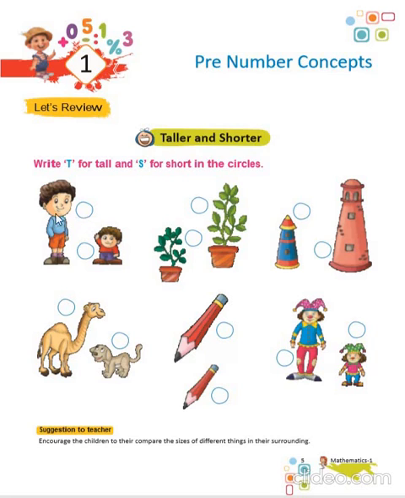On comparison of these two, he is tall, he is short. It is short, it is tall. It is tall, it is short. By comparing two objects, we can tell whether the particular object is tall or short.